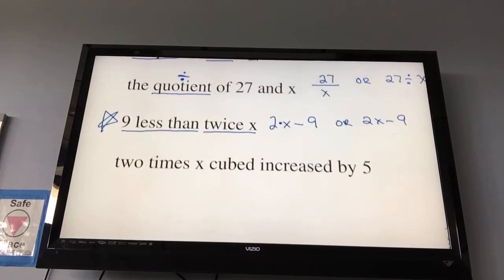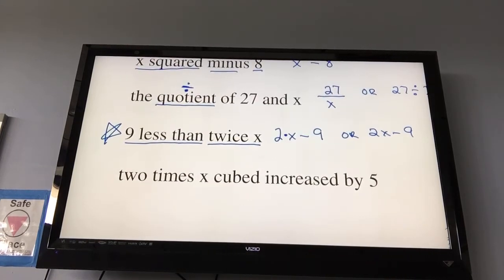And then this last one here. 2 times, so 2 times x cubed. What does x cubed mean? Just name it. Put a little 3 up there. All right. Cubed means to the 3rd power. Increased by would be an addition. 5. Or without the times symbol is good too.